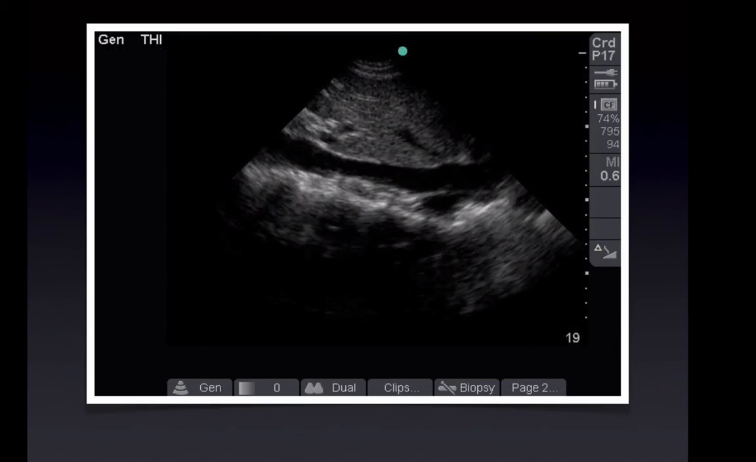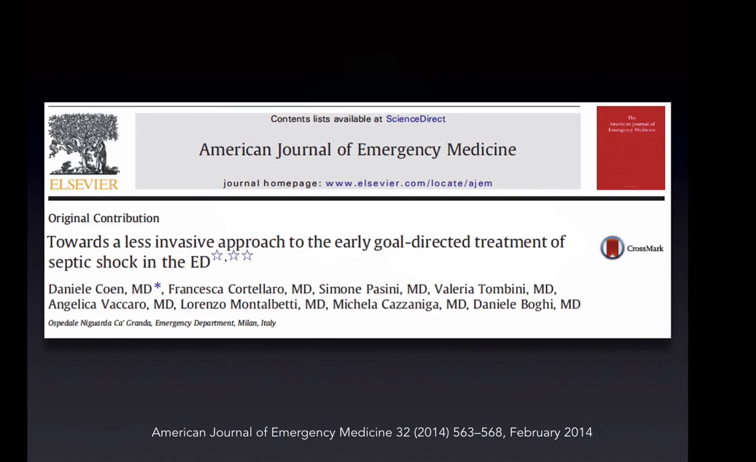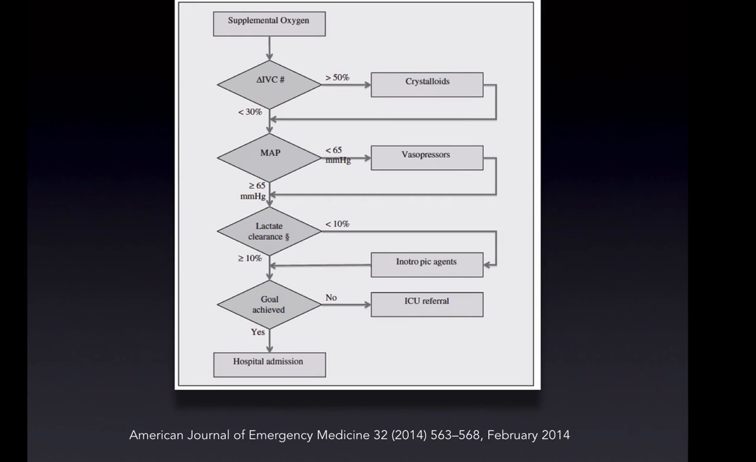Maybe in need of more fluid resuscitation. There's a recent article in the American Journal of Emergency Medicine that had an algorithm including the early goal-directed treatment of septic shock, and part of the algorithm was to look at changes in the IVC. And if it collapsed more than 50%, you're giving crystalloids and reassessing. And if it was less than 30%, then you move on down the algorithm of mean arterial pressure and so on. But it's interesting that the IVC is one of our first non-invasive quick indicators.